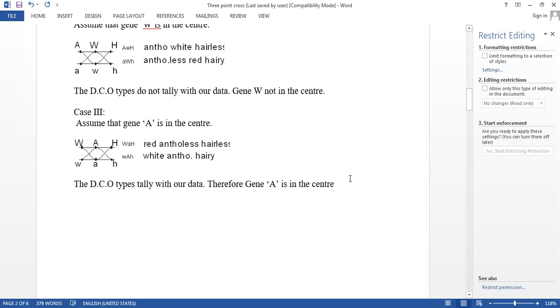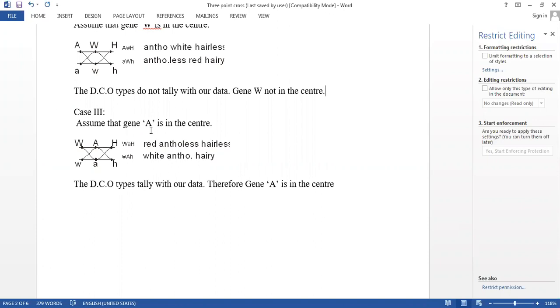Now, supposing by default or by fault, if you had taken A as case 1, A in the center, and you get the correct data, you do not do case 2 and 3. Do you understand what I am saying? If you had taken the first assumption as A in the center, it would have tallied. In that case, do not do case 2 and 3. When you get it correctly, don't proceed further. If you don't get it correctly, you have to proceed further.